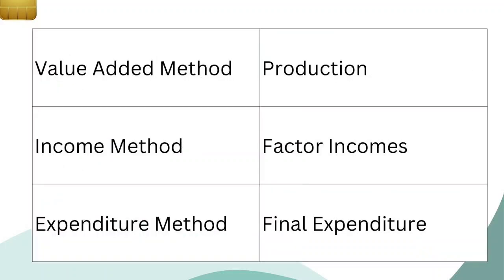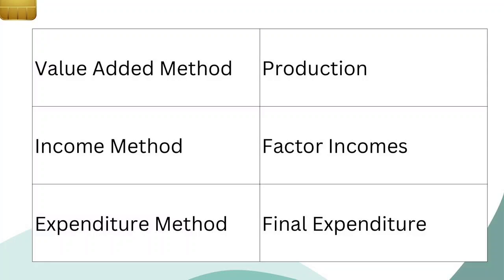Now let's compare all three methods in one place. This comparison is one of the easiest ways to remember the chapter. First, the value added method. Here we calculate value added by each producer at every stage of production. It answers the question how much new value has been created.